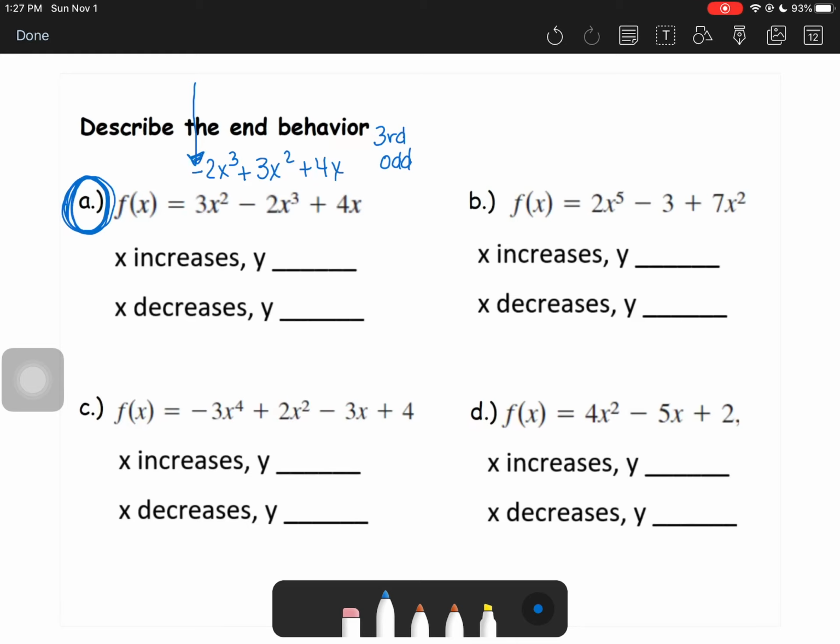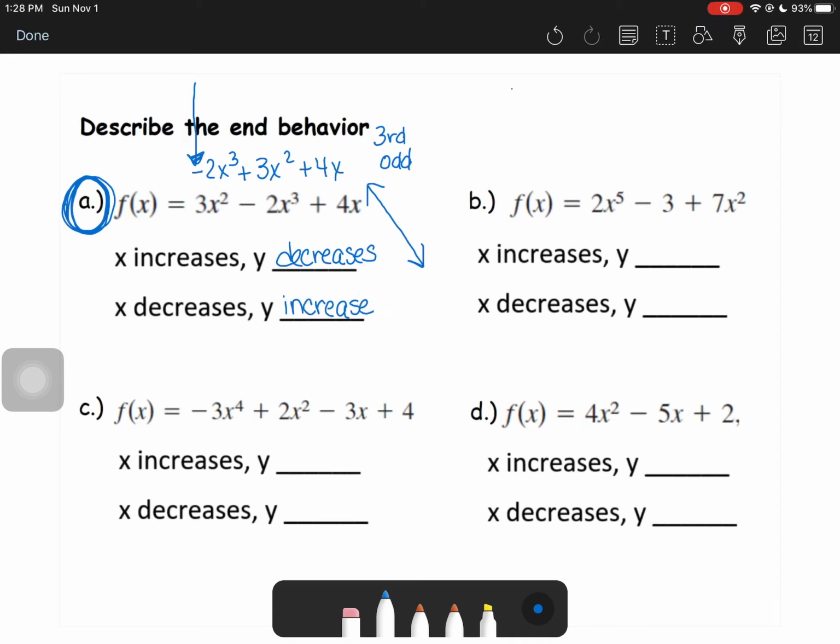So we're going to make a sketch. It's going to go down. Now it's going to have some bumps in it because it's a cubic function, but they will always have this general shape. So as x increases, the y decreases, it goes down. As x decreases, the y increases or goes up.